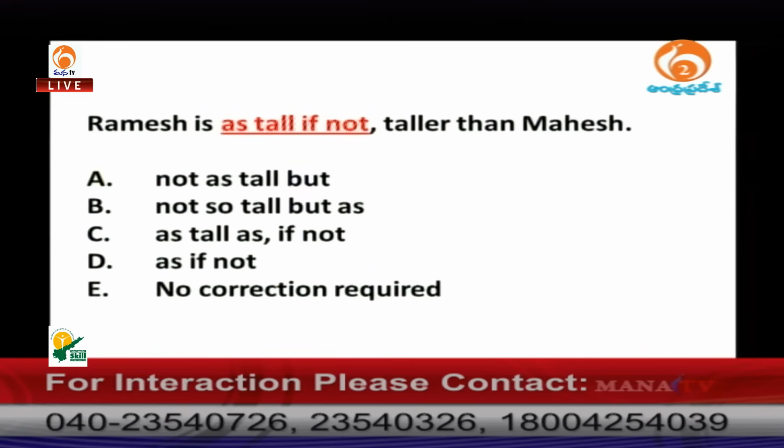Ramesh is as tall, if not taller than Mahesh. What does that mean? The corrections are: Ramesh is not as tall but taller than Mahesh. Ramesh is not so tall but as taller than Mahesh. Ramesh is as tall as, if not taller than Mahesh. Ramesh is as if not taller than Mahesh. Option D is absolutely incorrect. It's a grammatically absolutely incorrect statement. Does not make sense at all. You need to read this and you need to understand what it actually means and then answer.